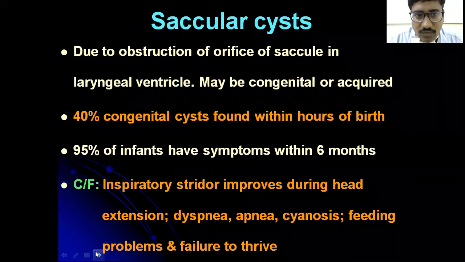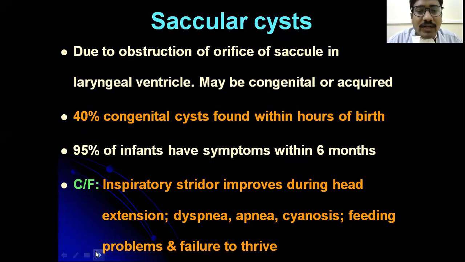Saccular cyst. Just remember only one or two points. This arises from the saccule or from the laryngeal ventricle, because the name is saccular cyst. So it arises from the ventricle or from the saccule. 40% of them are congenital cysts. They are found within hours of birth.